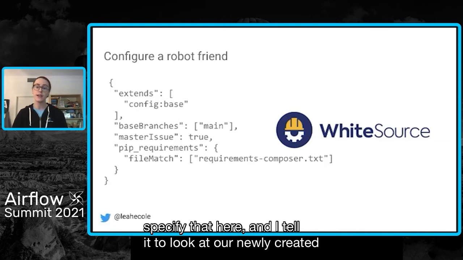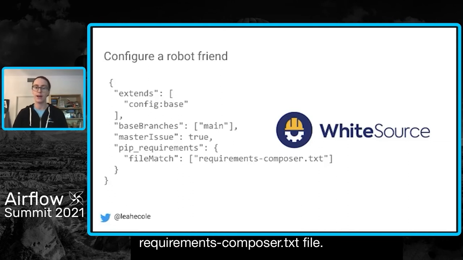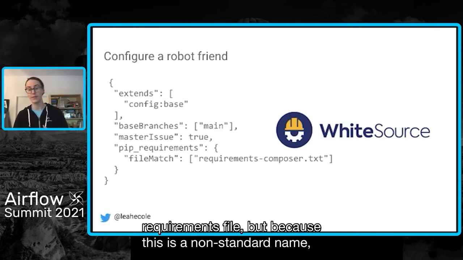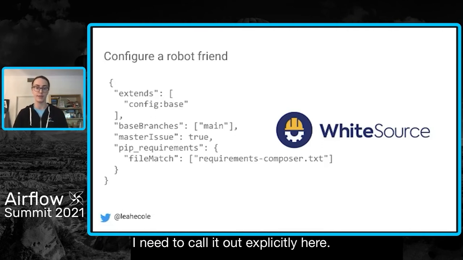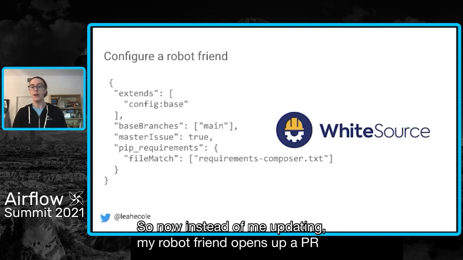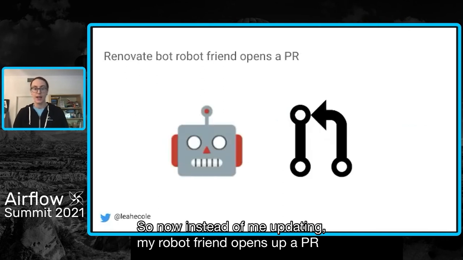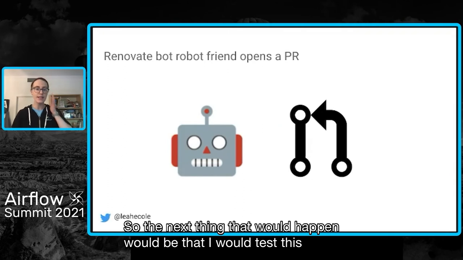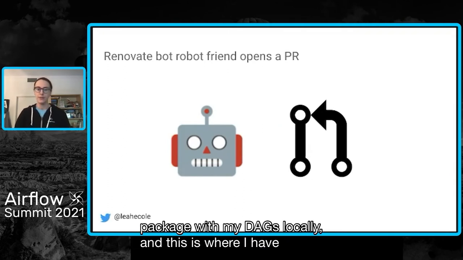And I tell it to look at our newly created requirements-composer.txt file. By default, it will already be looking out for that other requirements file, but because this is a non-standard name, I need to call it out explicitly here. So now, instead of me updating, my robot friend opens up a PR proposing this update to that requirements-composer.txt file.